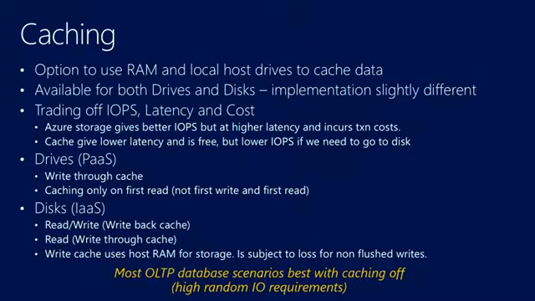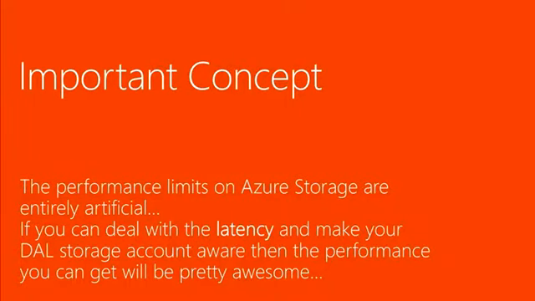For most online transaction processing style database scenarios, which I'm guessing is probably the common scenario for most folks in the room, you probably want caching completely off. So going straight through for high IOPS, random I/O into Windows Azure storage.